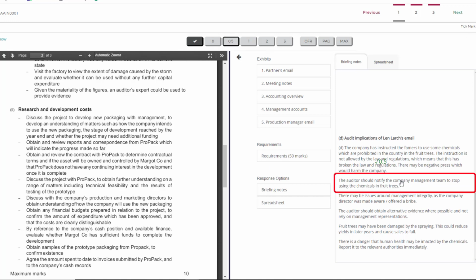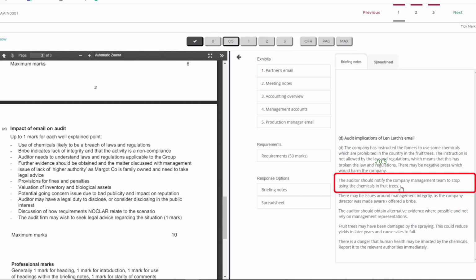Second point, the auditor should notify the management team to stop using these illegal chemicals. Yeah, so discuss with management, make sure that they're aware of this issue. Not a bad point. I want a bit more explanation though. We're kind of getting at there that they might not be aware of it. So we're effectively being the whistleblower here, aren't we? But they're not necessarily aware of it at the minute. So I wanted a bit more detail on that, so I'm only going to give it half a mark.